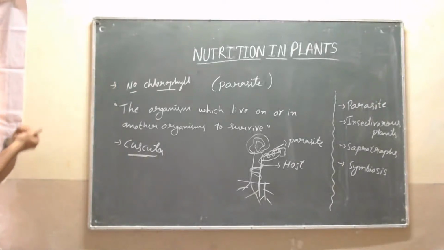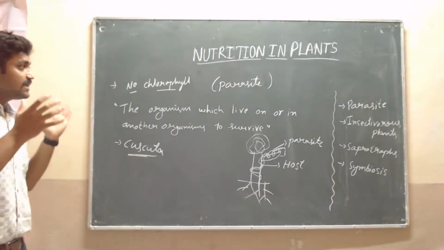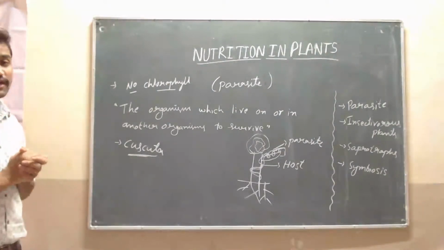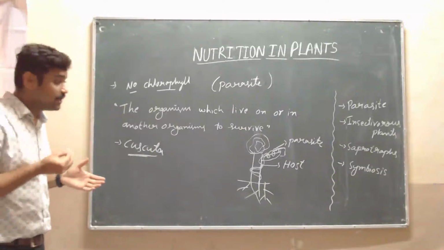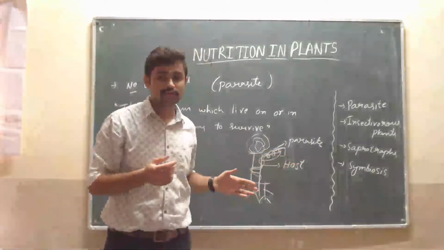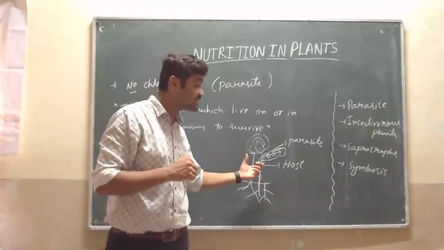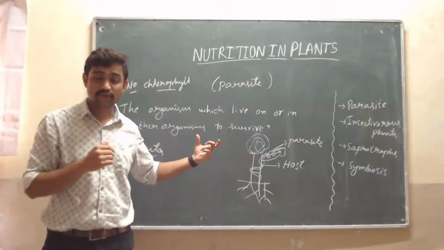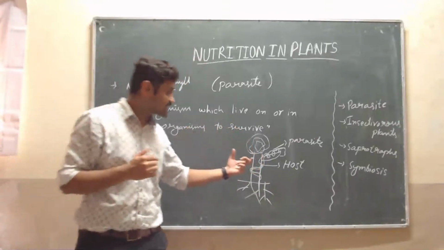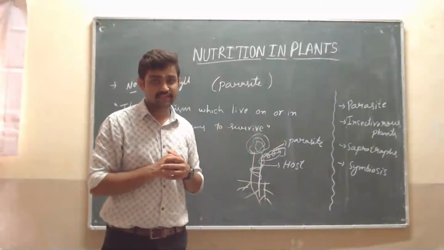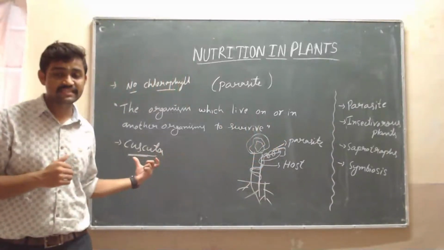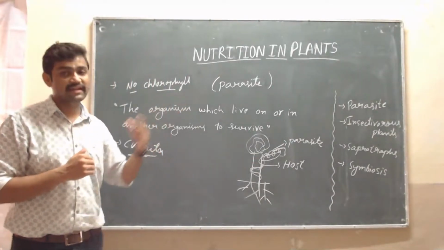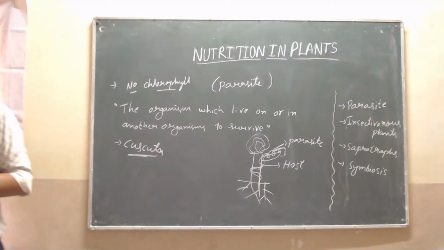Okay, once again I will repeat it. The organism which lives on or in another organism to survive, for the purpose of nutrients. It does not have that much energy, so it depends on other plants. That's why this is called a parasite. An example for a parasite is cuscuta. This is our parasite.